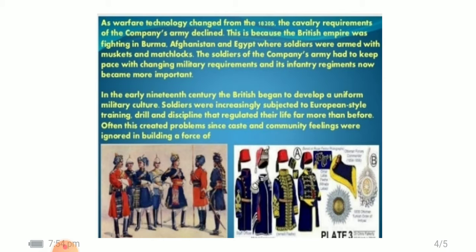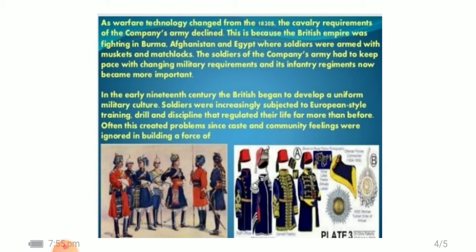In the early 19th century, the British began to develop uniform military cultures. Soldiers were increasingly subjected to European style training, drills, and discipline that regulated their life more than before. And often this created problems, as caste and community feelings were ignored in building a force of professional soldiers. Could individuals so easily give up their caste and religious feelings? Could they see themselves only as soldiers and not as members of the community?